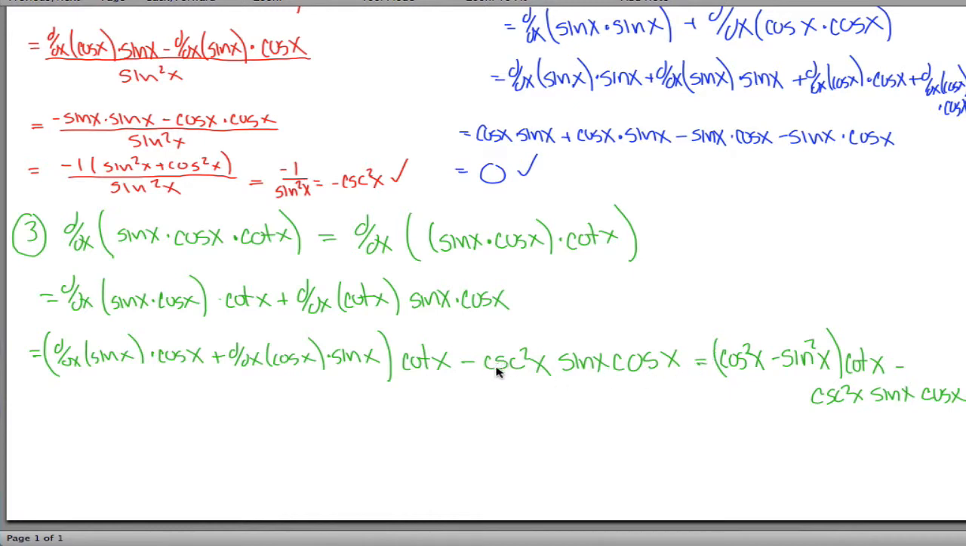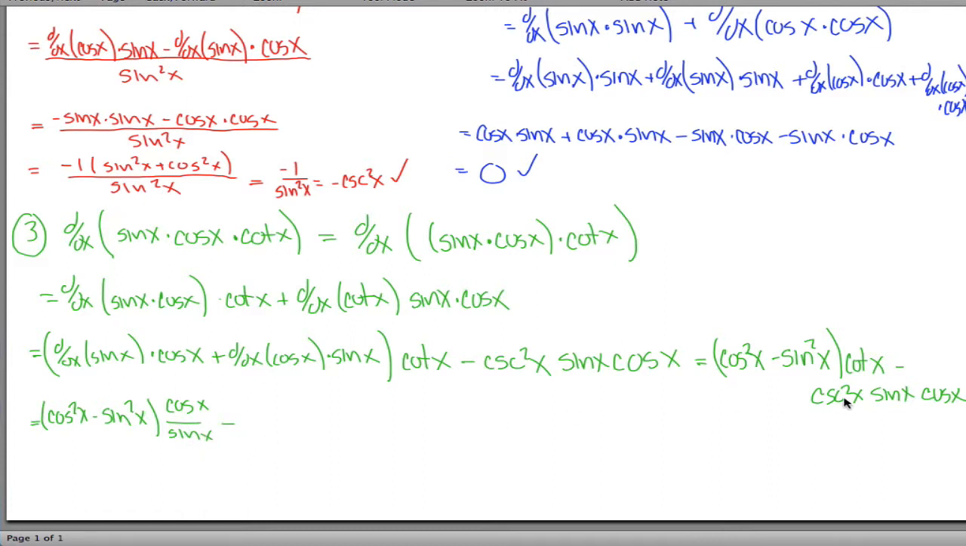The easiest way to simplify trig functions is to change everything into sines and cosines. So cotangent, as we saw earlier, is cosine over sine. So this is cosine squared of x minus sine squared of x times cotangent, which is cosine of x over sine of x.